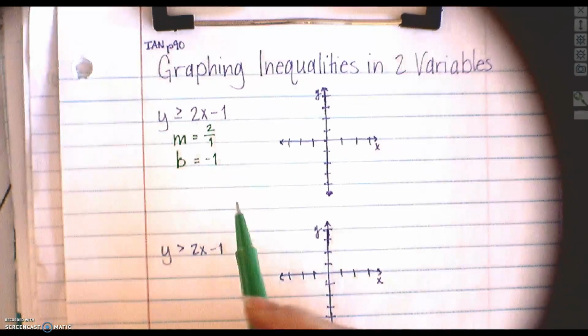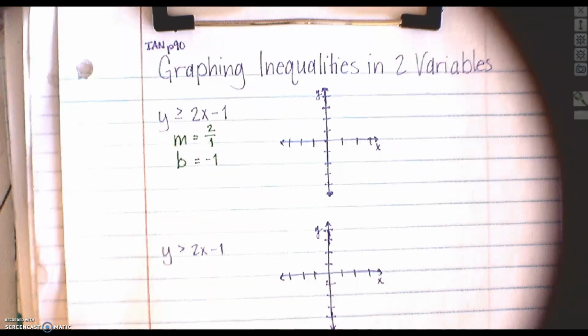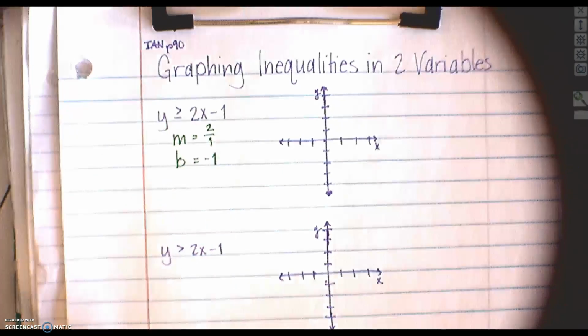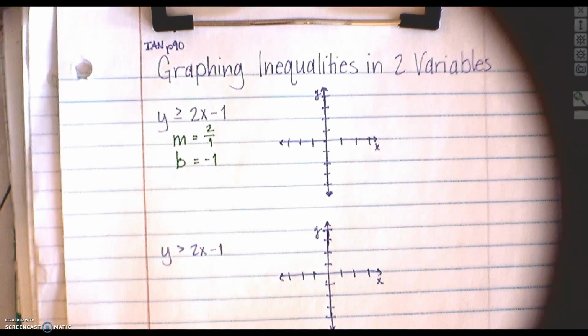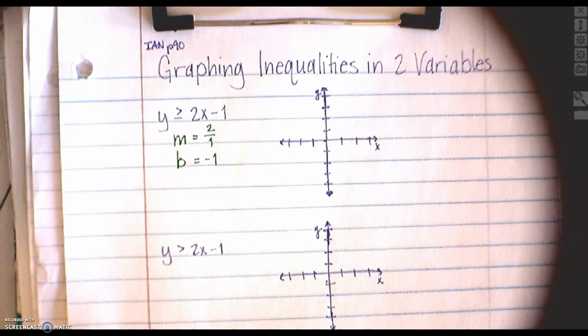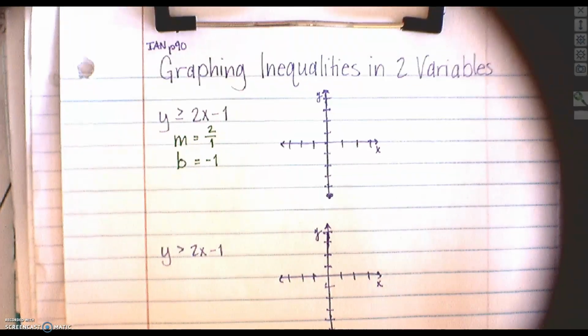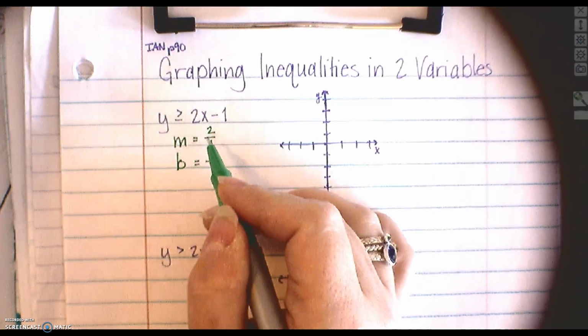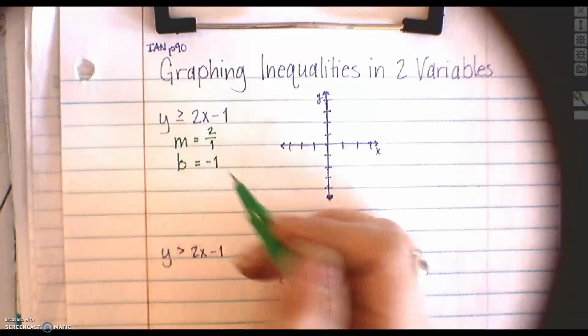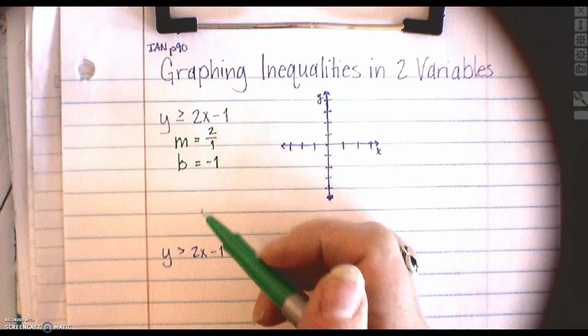If you don't remember how to find a slope and a y-intercept from a slope-intercept form equation, please go back in your notes and remind yourself, give yourself a refresher course. So we're going to start out by graphing a line, just as if we were graphing an equation. We know how to do this.